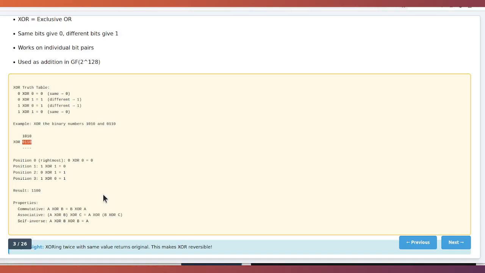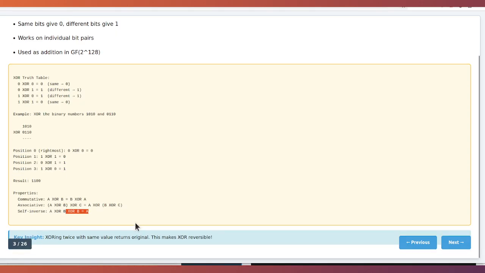XOR has several important properties. It's commutative, meaning A XOR B equals B XOR A. It's associative, meaning (A XOR B) XOR C equals A XOR (B XOR C), and it's self-inverse, meaning A XOR B XOR B equals A. This last property is crucial. XORing with the same value twice gets you back where you started. In GHASH, we use XOR as our addition operation in the Galois field.